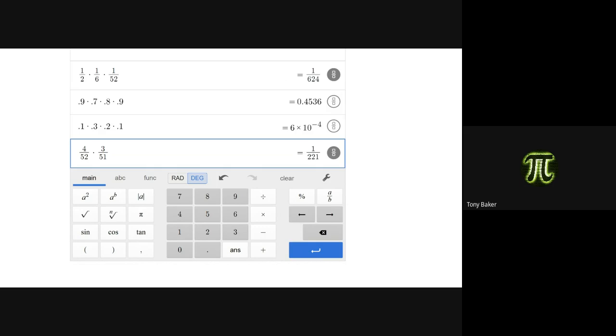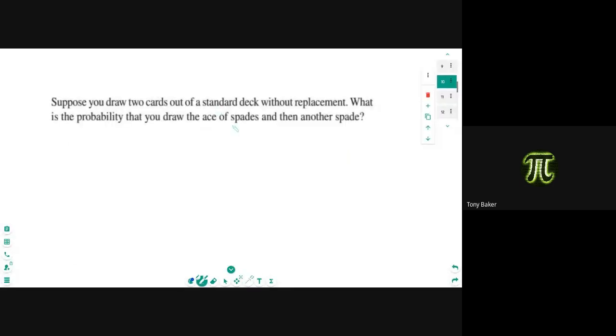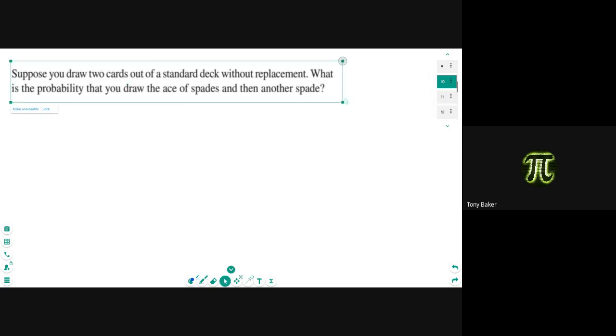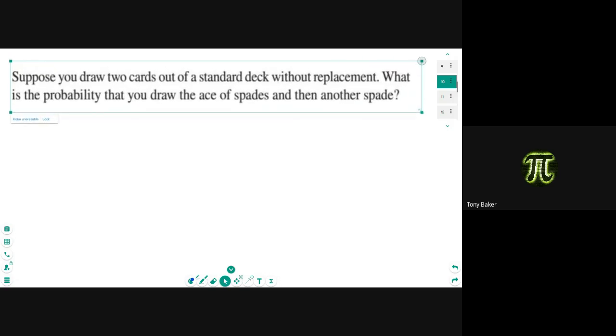Already did that one. Actually, we'll do this one. I like this one. Suppose you draw 2 cards out. What is the probability that you drew the ace of spades and then another spade? Don't say the answer yet.